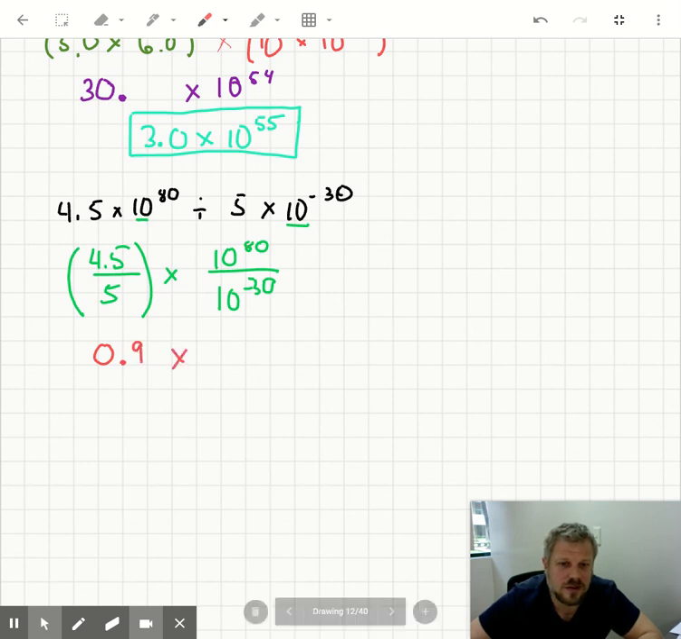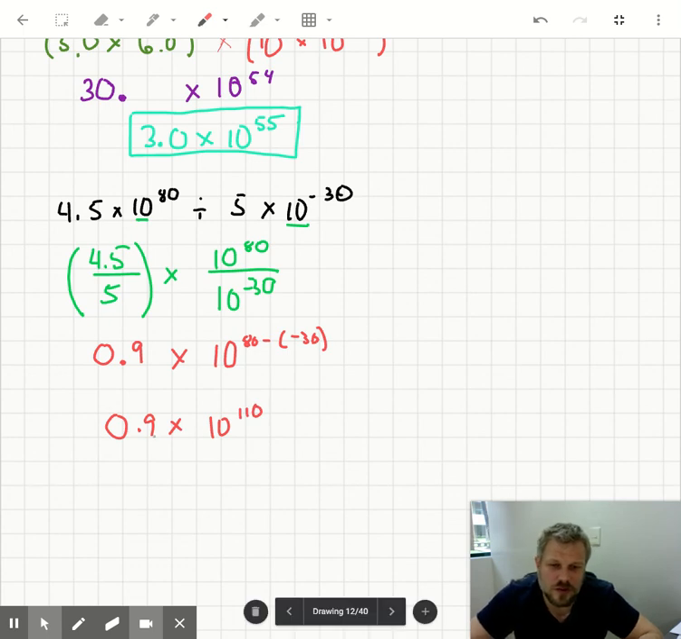times 10 to the, what happens when we divide? That's going to be 10 to the, we subtract the exponents, 80 minus a negative 30. Now, if I'm subtracting a negative, I need to add, okay? So we're going to have 0.9 times 10 to the 110. Well, that's a big number. That's more than a googol, okay?